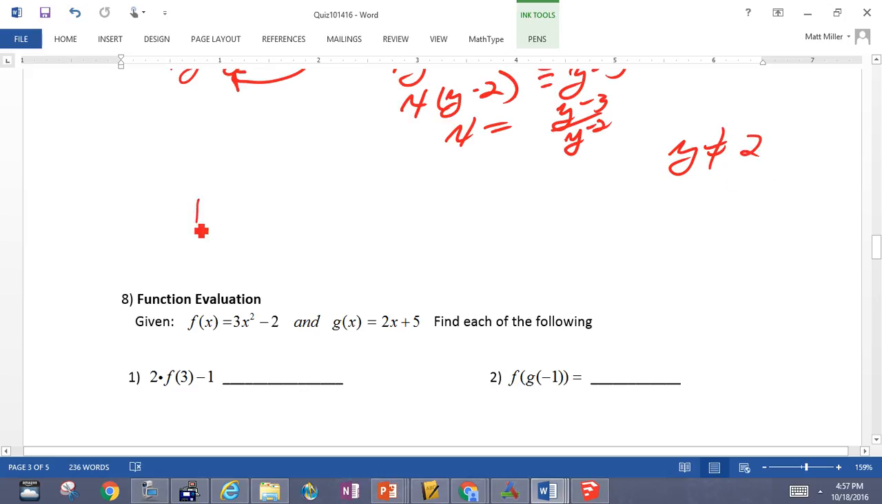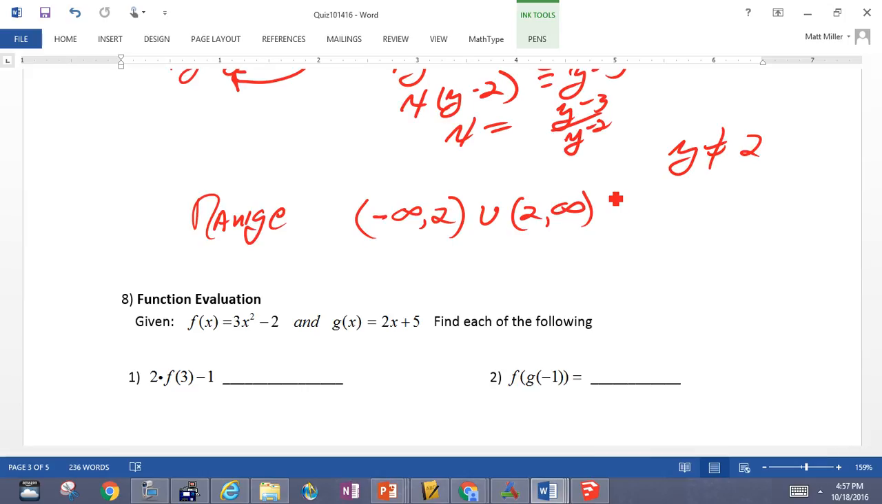And my range is not asking what y cannot be, but what y can be. So it can be everything but 2, which means it's running from negative infinity to 2, not inclusive, in union with from 2 to positive infinity. And that's how we find our range for that function and functions of that type.